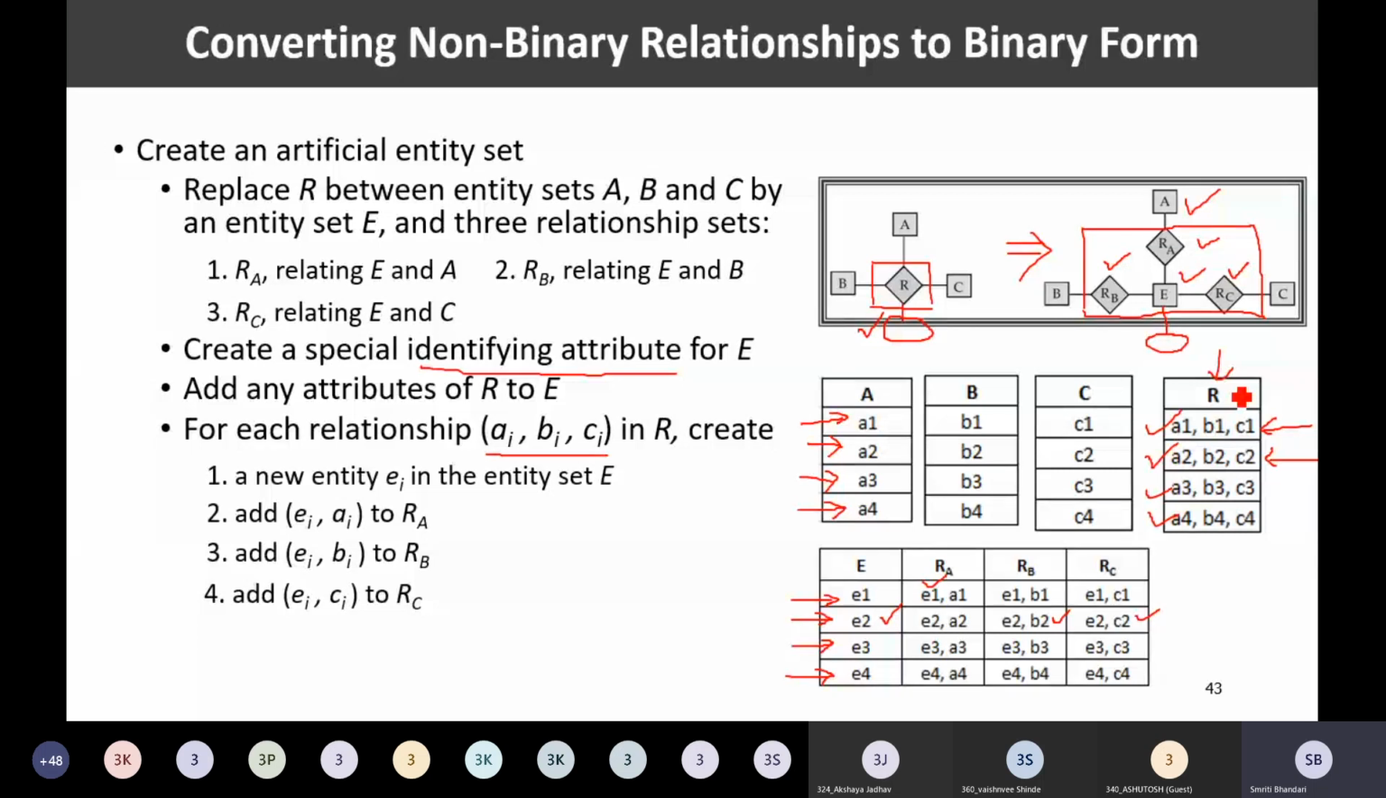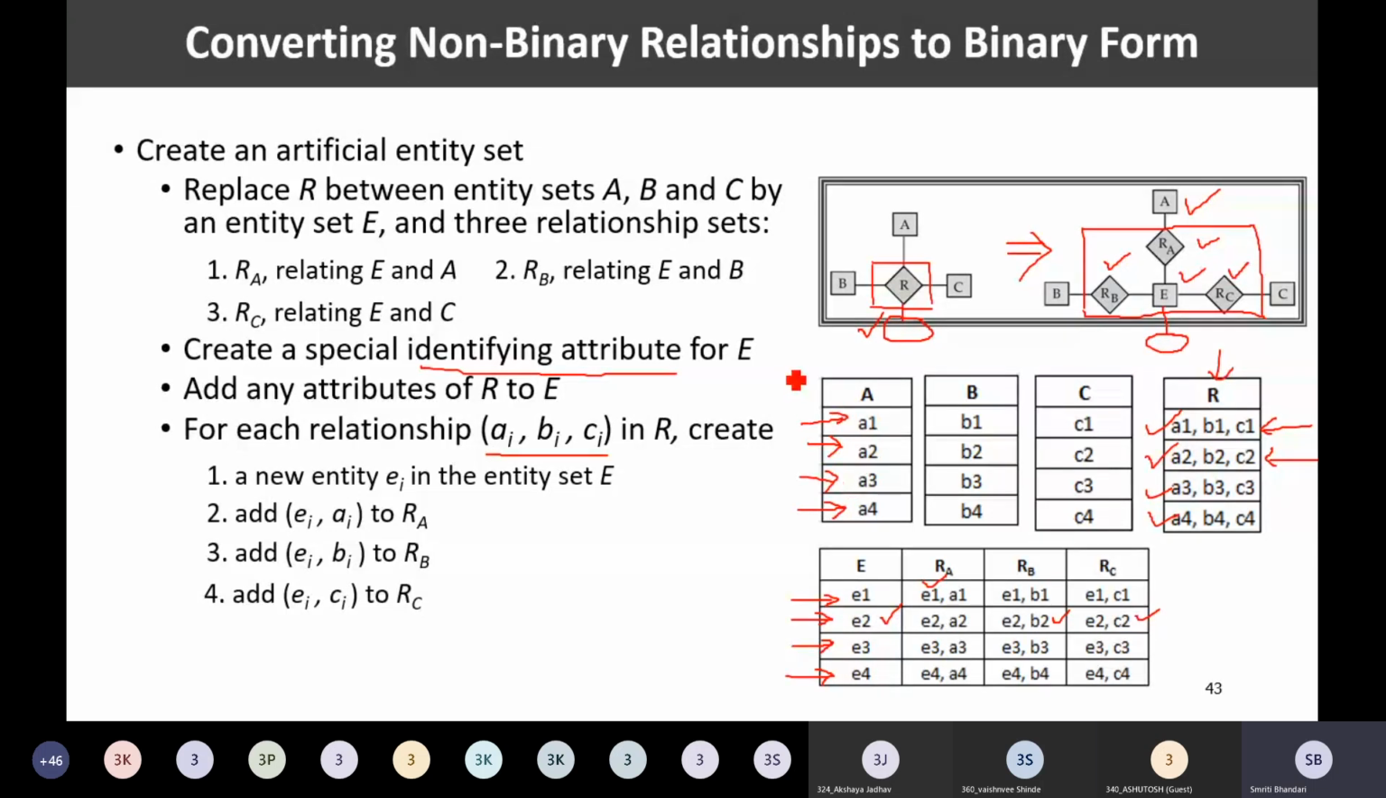So wherever required and wherever possible, we should always try to convert a non-binary relationship into its binary form, because it is more convenient to handle. Sometimes it is more convenient to store the data in the form of binary relationships rather than ternary relationships or non-binary relationships. So I hope you must have understood the concept. If not, please let me know.